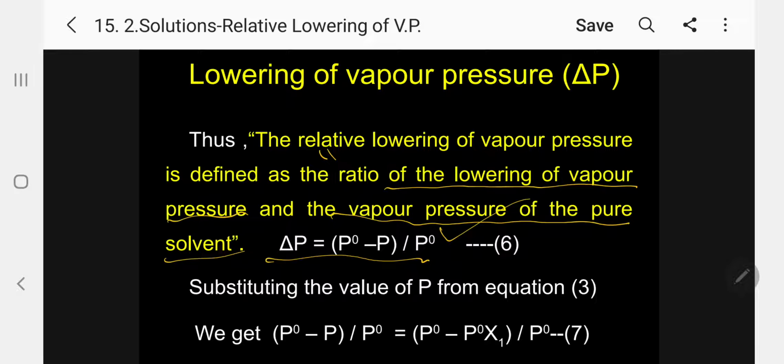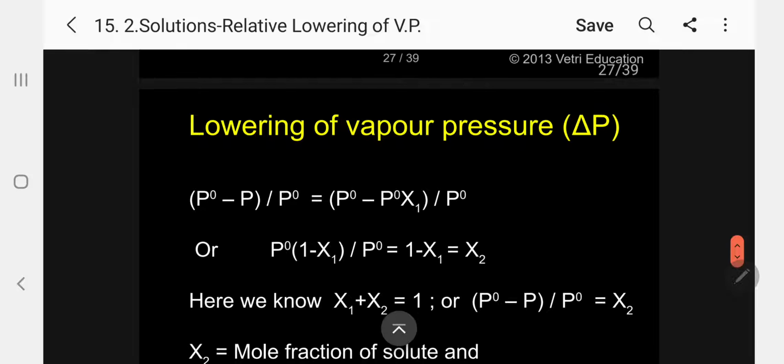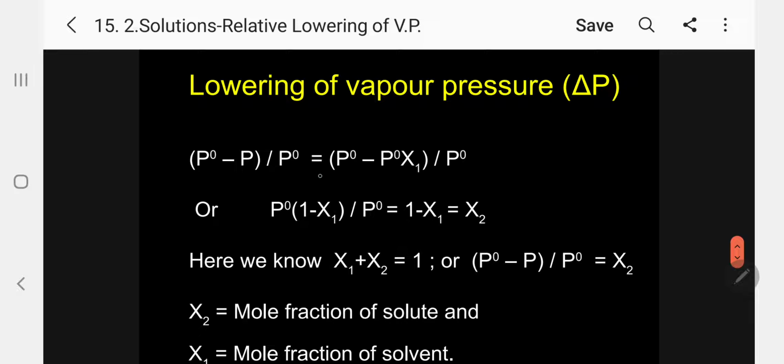Kindly follow. Now substituting this value of P from the equation we know already. What is P? P equals P naught x1, we know already. You substitute here in this equation. What will I get now? P naught is there. Instead of P, I will write P naught x1 divided by P naught. Okay, then I will rearrange. When I am arranging now, I am taking P naught out. So automatically when I take P naught out, it is 1 minus x1 divided by P naught. 1 minus x1 is nothing but x2.